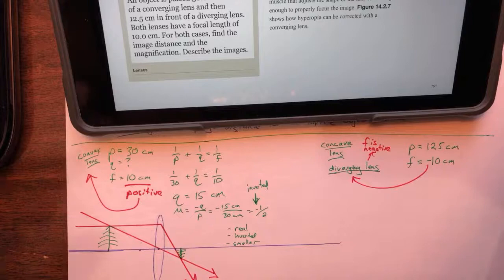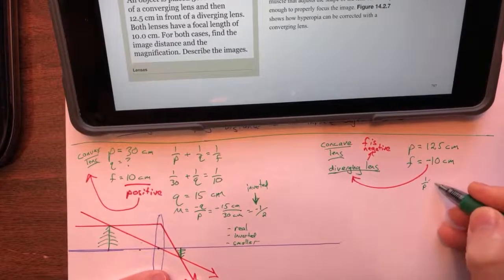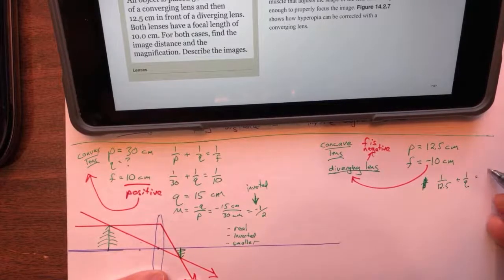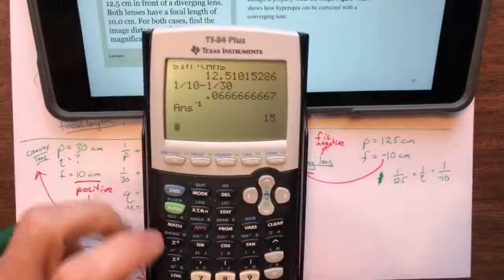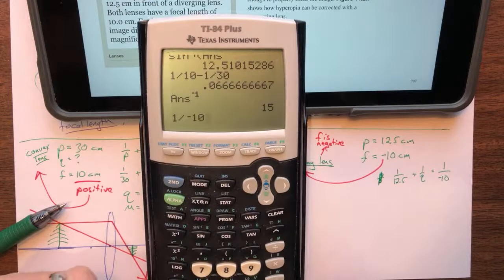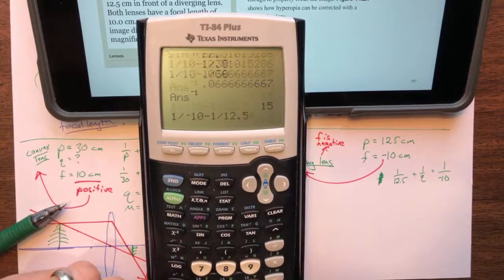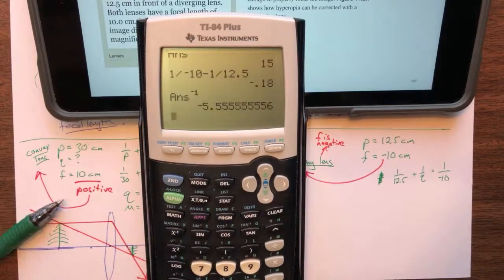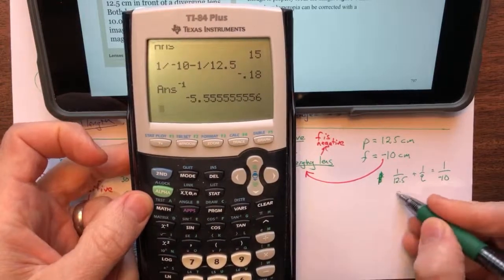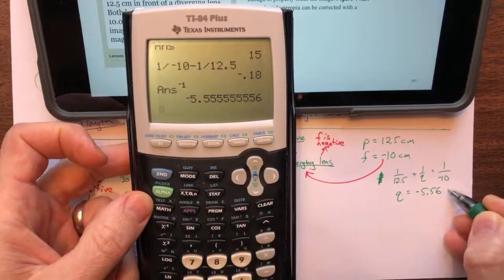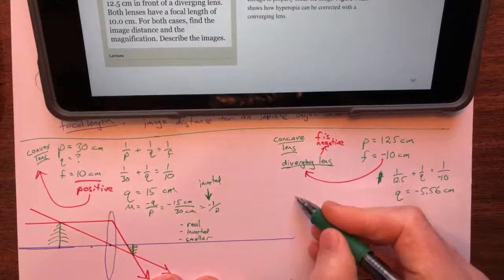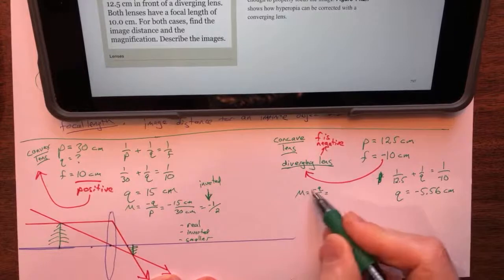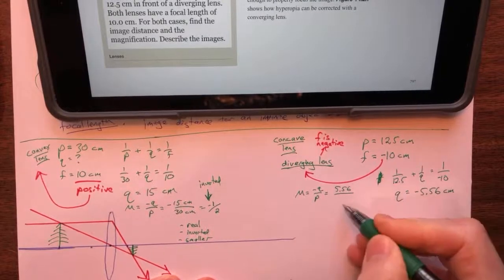All right, so let's do some calculations. We have the same equations, 1 over P plus 1 over Q equals 1 over F. Let's just plug in some numbers. We have 1 over 12.5 plus 1 over Q equals 1 over negative 10, and so it looks like we're going to get a negative number out of this. So 1 over negative 10 minus 1 over 12.5. We're going to get a negative number there. Take the inverse of that, and it's going to be a negative number as well. Q equals negative 5.56 centimeters. And once again, it looks like I'm going to get a smaller object. Okay, so we can calculate M is negative Q over P, and negative of a negative is a positive, so that's going to be 5.56 over P, which is 12.5.